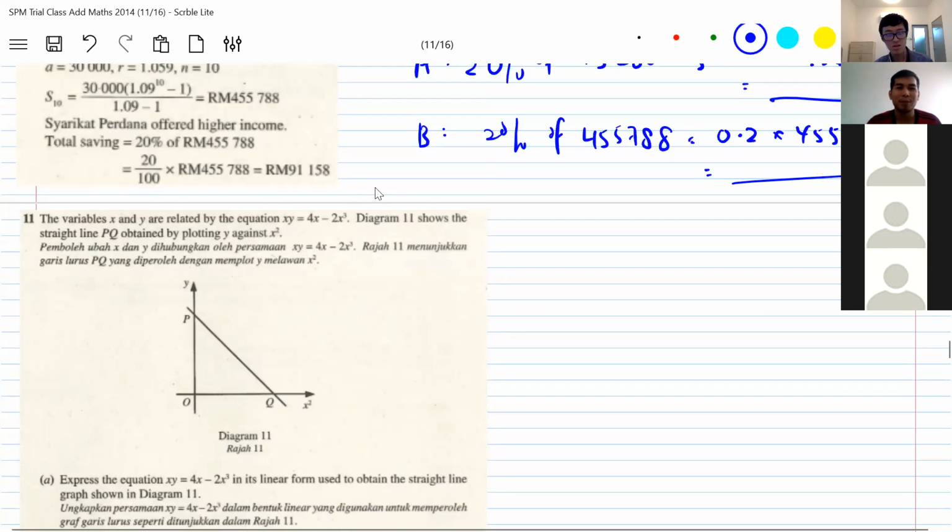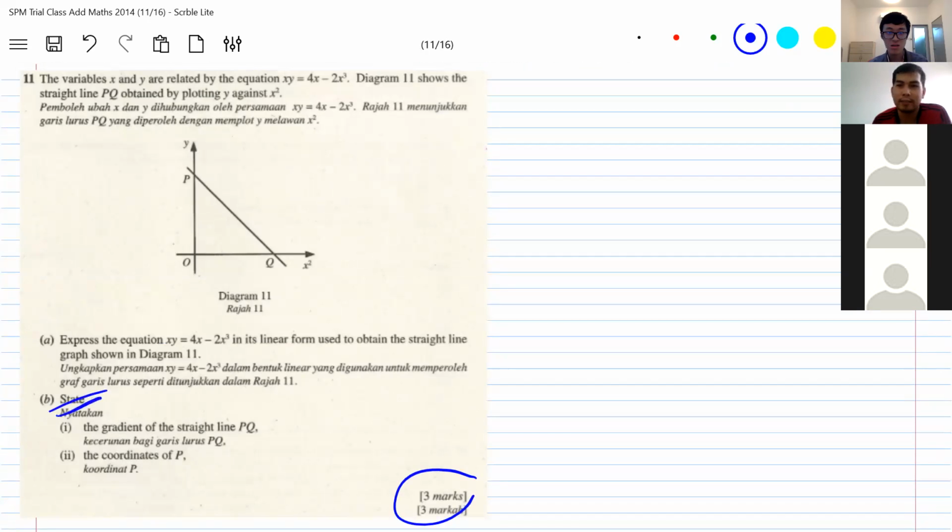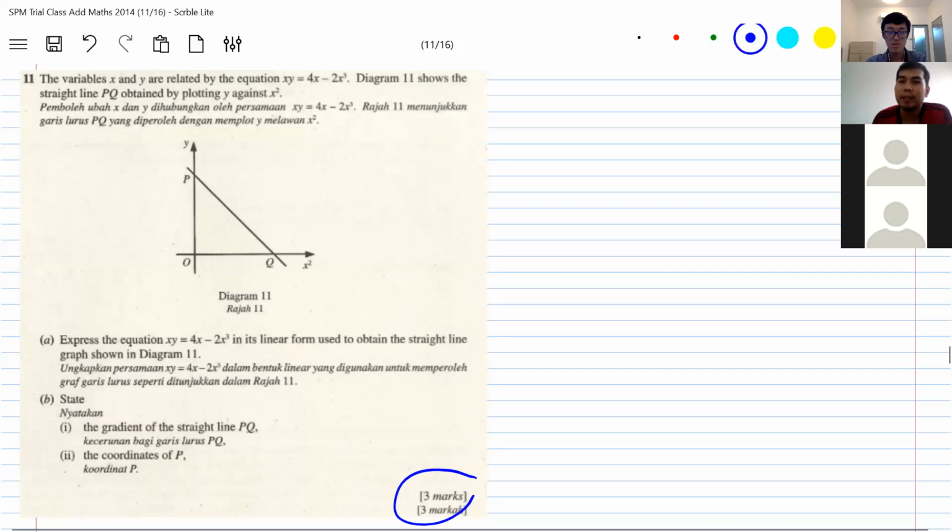Okay, so let's go to question 11. Again, question 11 looks like, whoa, such a long question, but you see it's only 3 marks. If you look properly, it only asks you to state. So then, you shouldn't spend too much time on this. It should be a relatively easier question, something that does not require that many calculations.